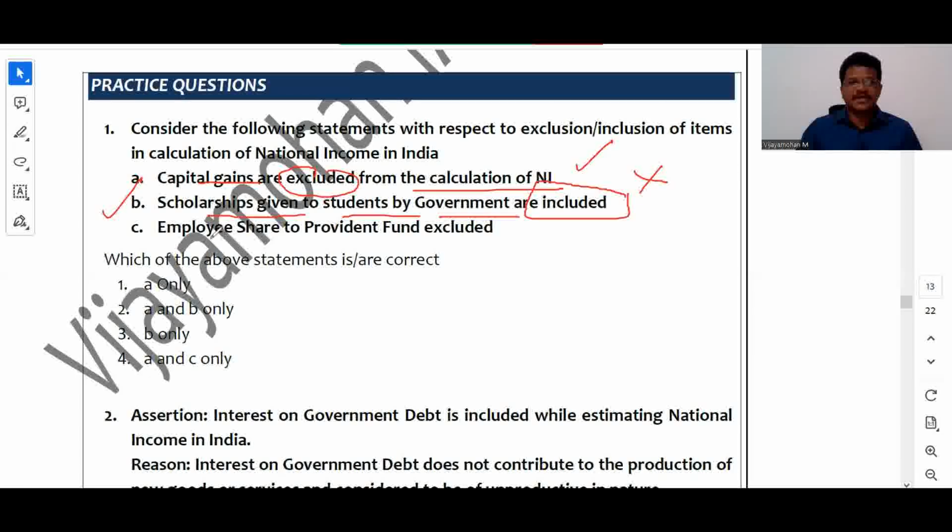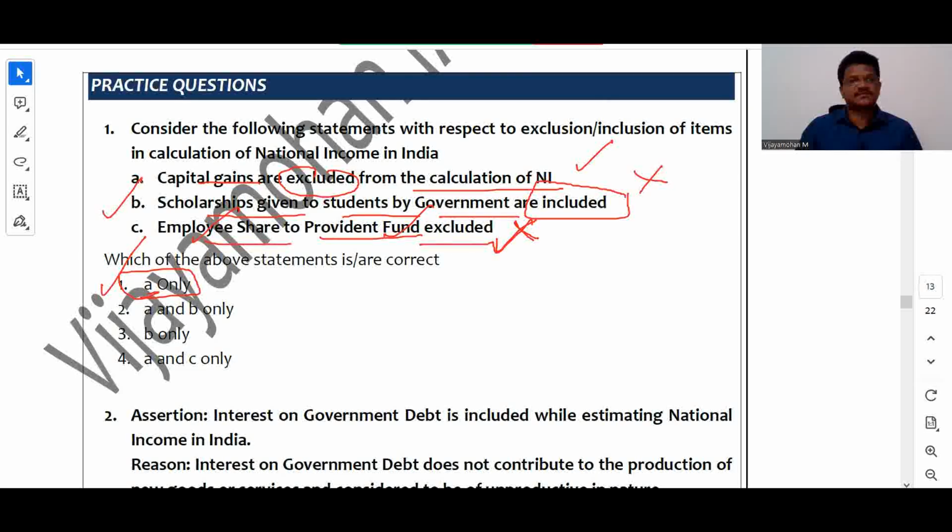And third statement, employee share to provident fund is excluded. Actually, employee share to provident fund is included while calculating the compensation of employees. So this statement is also wrong. So the answer here is that first one, A only is the correct answer. Why? Because these two statements are wrong. And employee share to provident fund is actually included, right, as a component of compensation of employees.